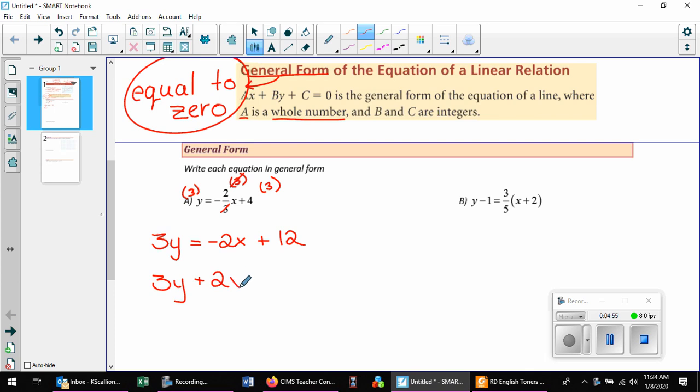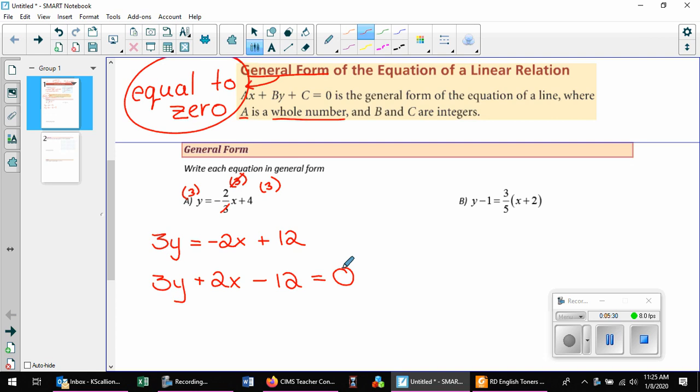Plus 2x. I got to bring the 12 over. So if it's a positive 12, it's now subtract 12. What's left on the right-hand side? Nothing. Okay, pretty easy, right? That's it. That's the answer, because it didn't ask you to solve anything. What did it say? Write it in general form. You're just changing how it looks. Okay, you guys good with this?